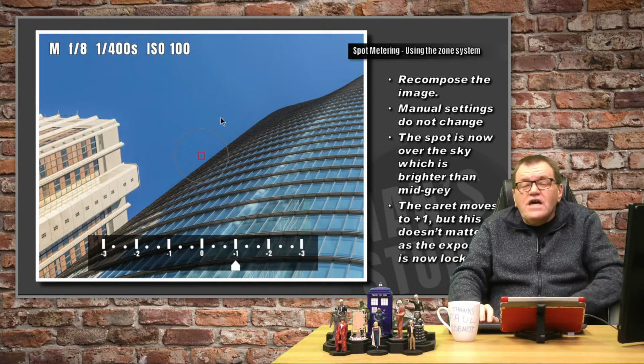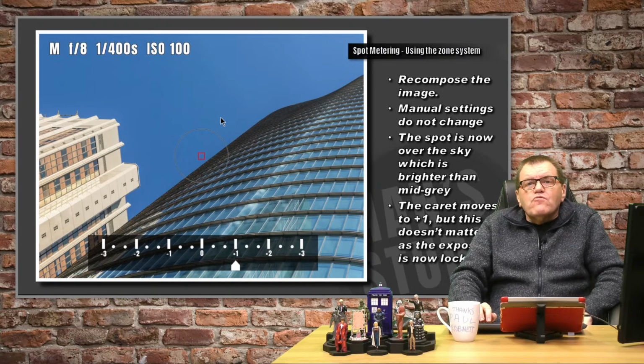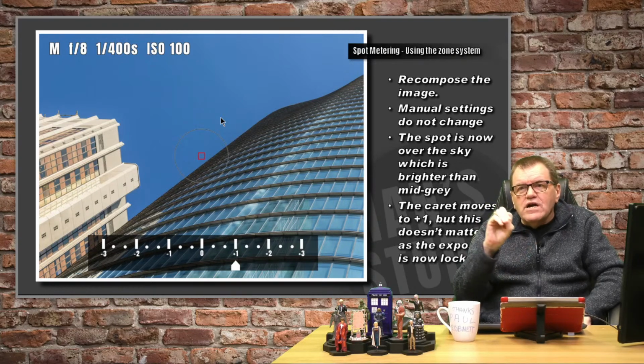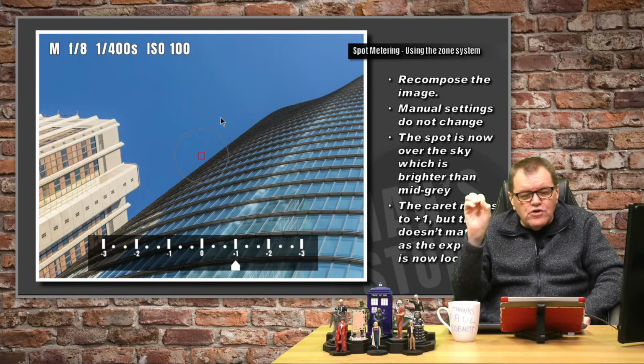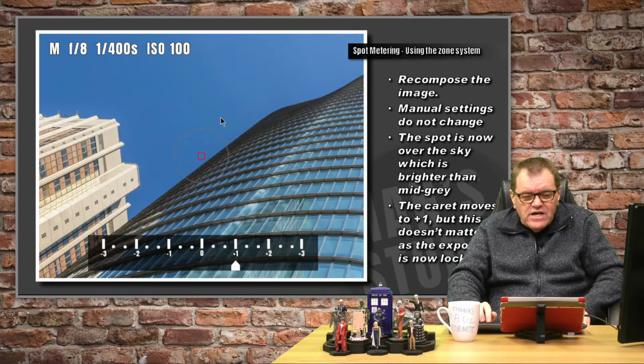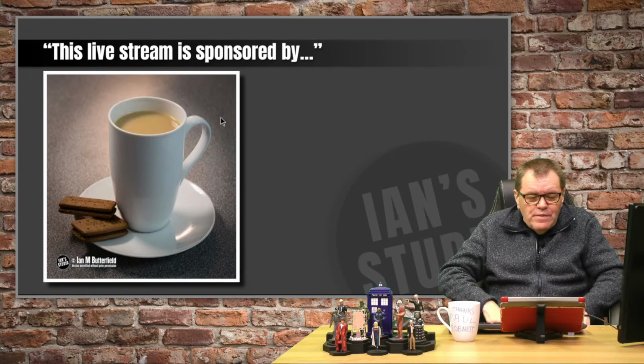So I can then just take the shot, and again I can take other shots within that lighting. As long as the lighting doesn't change, I know that my camera is set for the correct exposure for those lighting conditions, and it's fixed. So that is how you would use spot metering to get an image correctly exposed. So I hope you found that helpful.